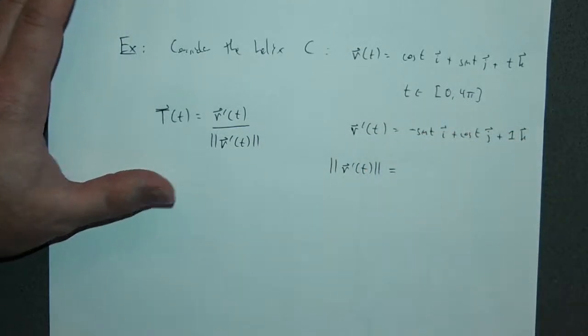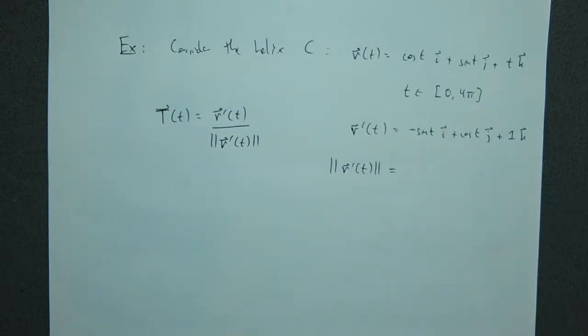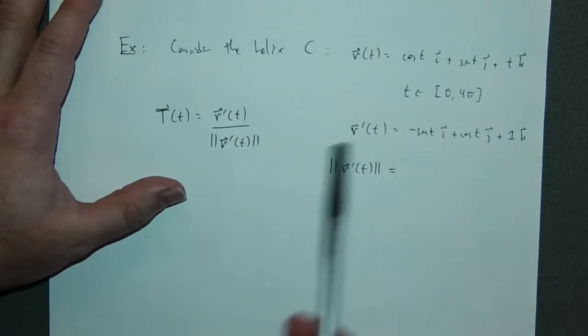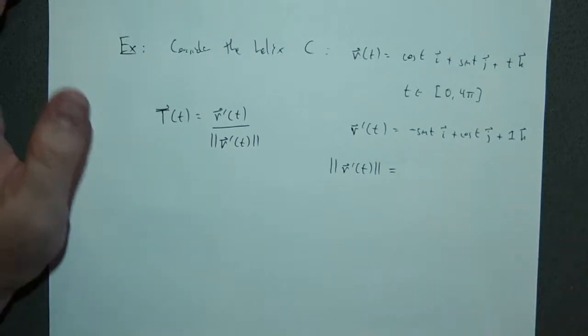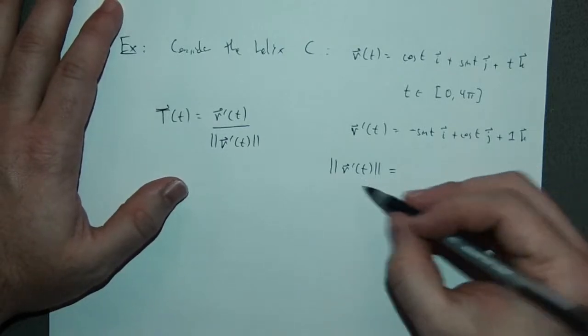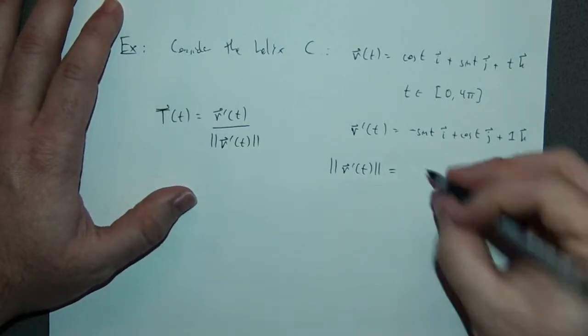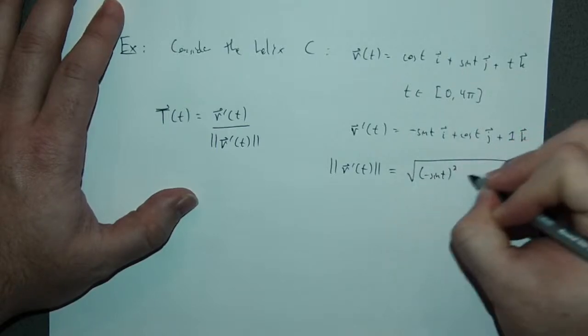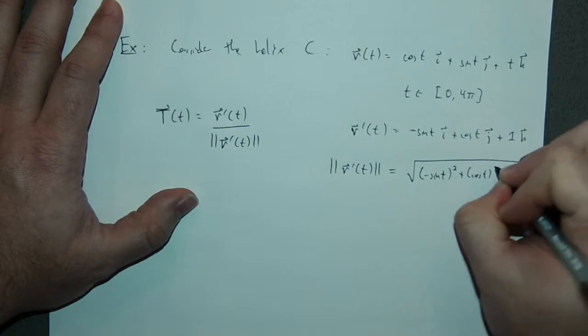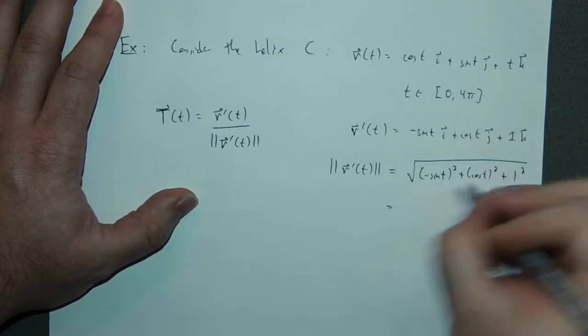And so the length of r prime of t, we actually computed this when we computed the length of this helix, right? So we did a similar thing because you have to compute this quantity when you're computing the length of the thing anyway. So if you have a multi-part question that's asking you to compute the length of a curve and then later asking you to find the tangent normal vectors to it, you have to compute these quantities to find the length anyway, so you can be a lot more efficient by just going ahead and computing these quantities. So the length of r prime of t is square root of minus sine t squared plus cosine t squared plus 1 squared. So this is square root of 2.